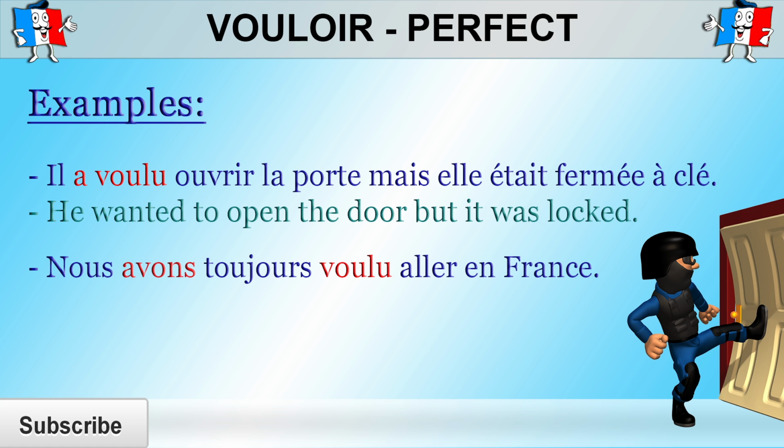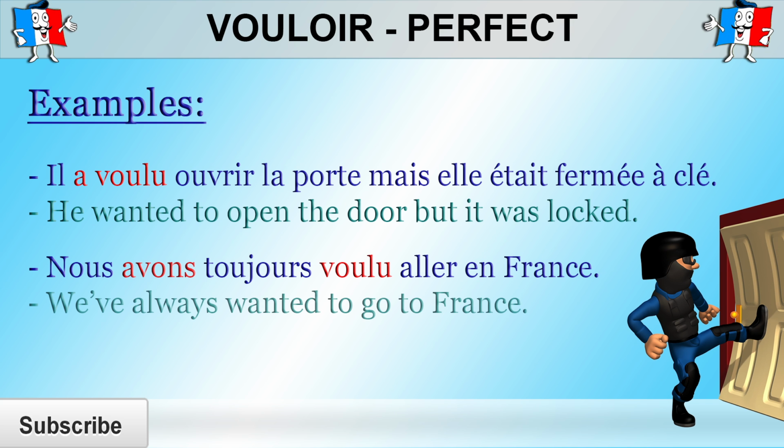So if you remember, earlier in the lesson, I said that vouloir in the passé composé can also sometimes translate to have wanted. Well, here's an example of when this happens. Basically, whenever you want to say what you've always or never wanted, then you need to use vouloir in the passé composé. Nous avons toujours voulu aller en France. We've always wanted to go to France.